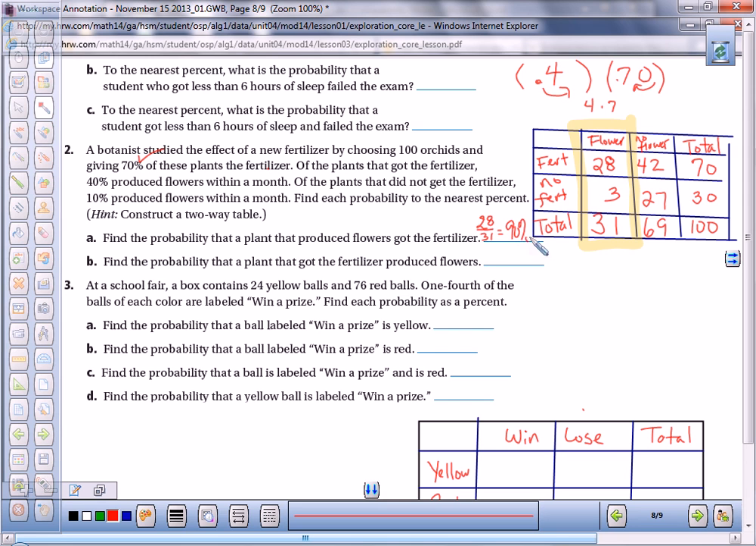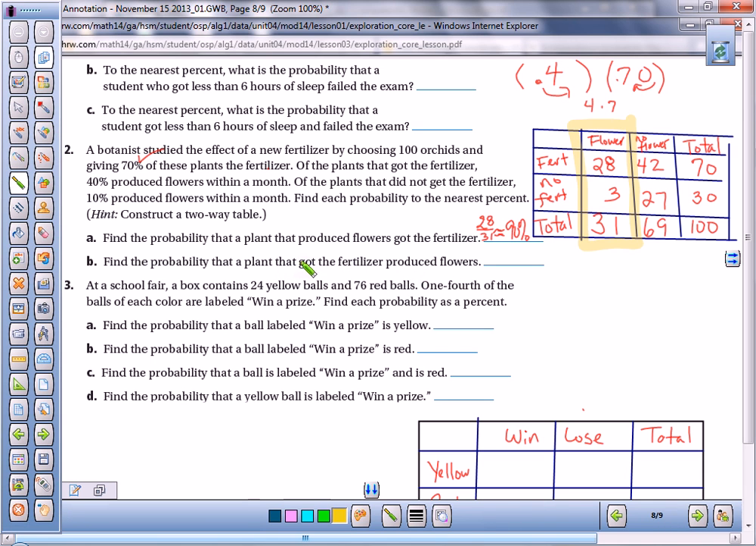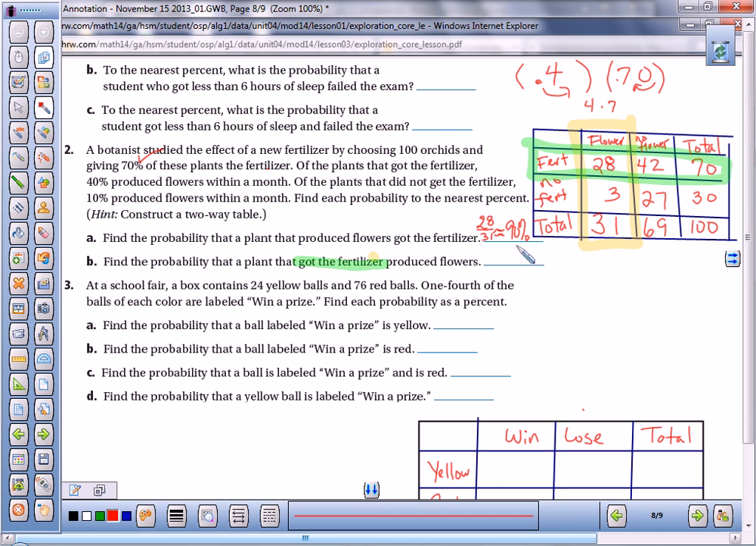Okay, find the probability that a plant that got fertilizer produced flowers. So this one's a little different. This time it's got fertilizer. Well, let's change colors. Green. Got fertilizer would be here. So we would do 28 out of 70. This better be 40%. It is. Why should it be 40%? Because it says it in the word problem.